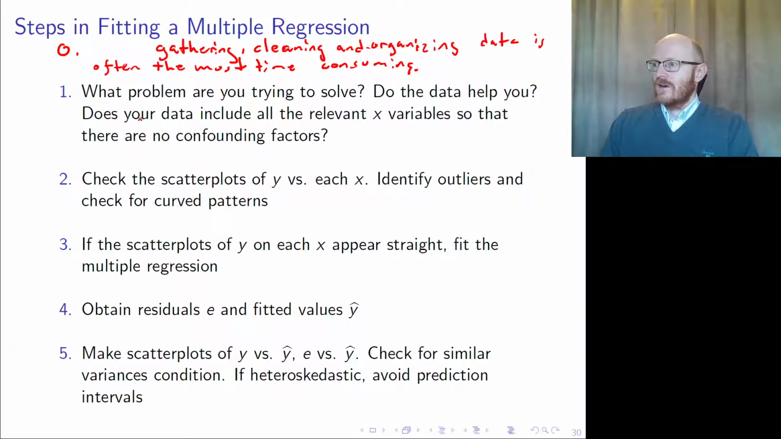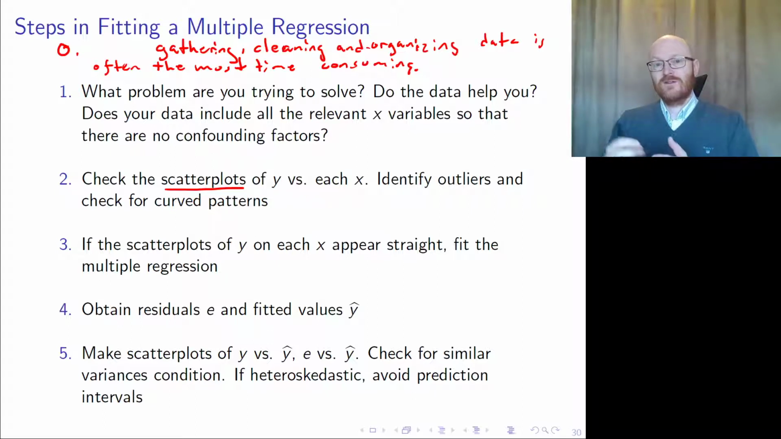So what you have to think about is what problem are you trying to solve, and what kind of data do you need? For example, do you have any confounding factors? Maybe you are running a regression, and you wonder, what kind of other factors might explain my response variable?